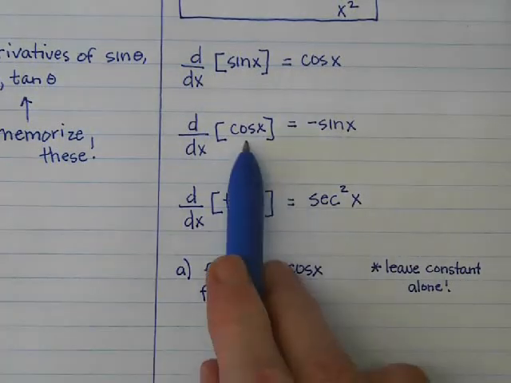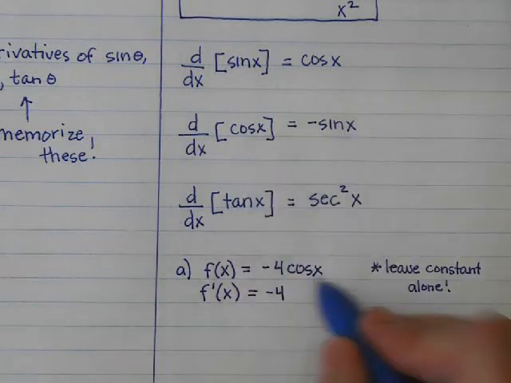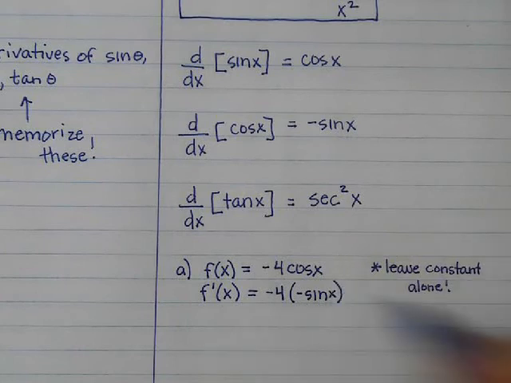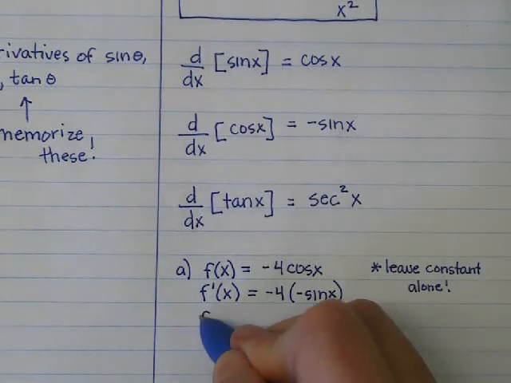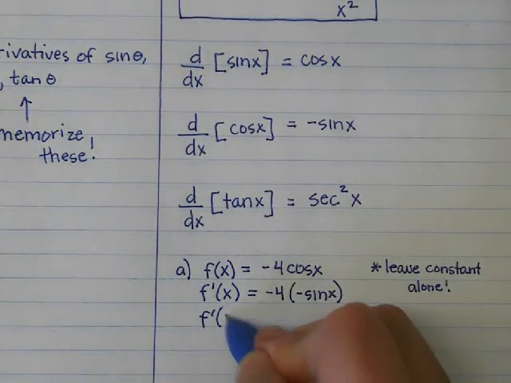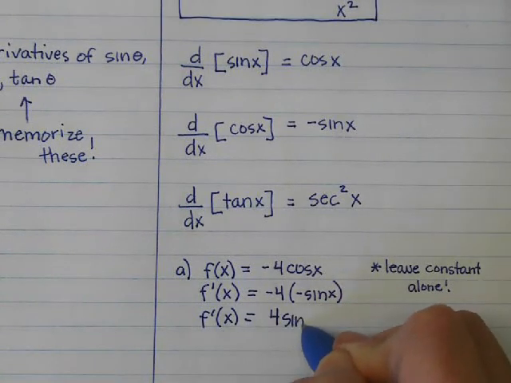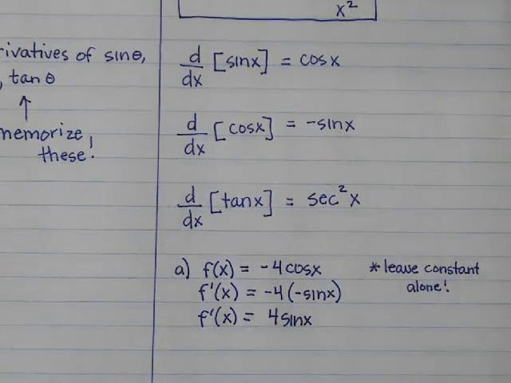And I know that the derivative of cosine of x is negative sine of x. So the derivative of -4 cosine x is 4 sine x. Okay, so just leave that little constant alone for right now.